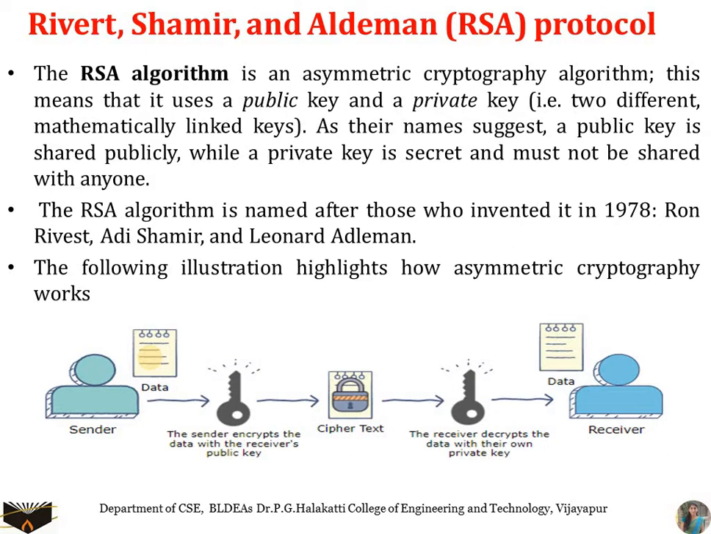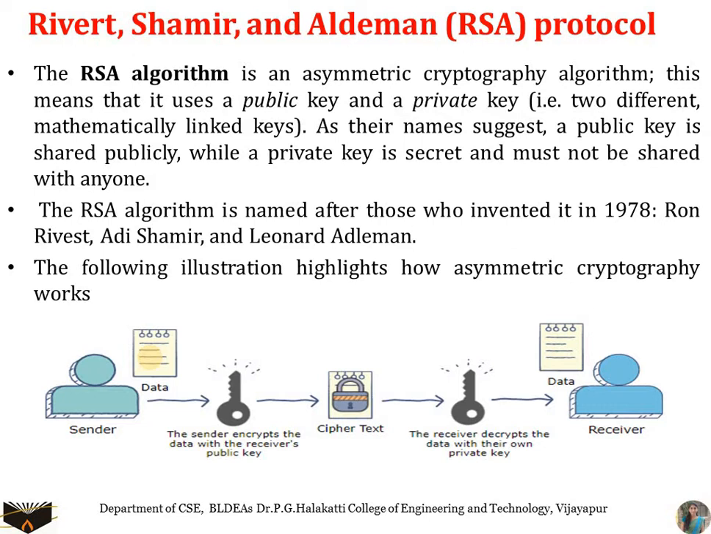Rivest, Shamir and Adleman are the persons who invented this in 1978. The RSA algorithm is an asymmetric cryptography algorithm, and this means that it uses a public key and a private key. That is, two different keys are used in this algorithm. As their names suggest, the public key is shared publicly and everyone can have access to that key, whereas the private key is a secret key. That is, we can find the private key only with the receiver. It is a secret key and it should not be shared with anyone. It is kept secretly at the receiver side.